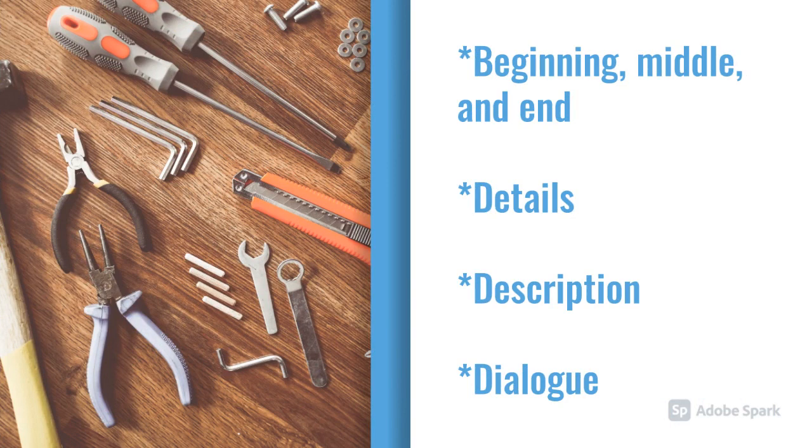Okay, so that was a very, very short example of a literacy narrative, but I want to give you an idea of what is required in a literacy narrative. Here are the tools we're looking for: a beginning, middle, and end, details, description, dialogue. Your textbook goes into much greater detail about these things than I can do in this short slide presentation. But look for these things in your story.